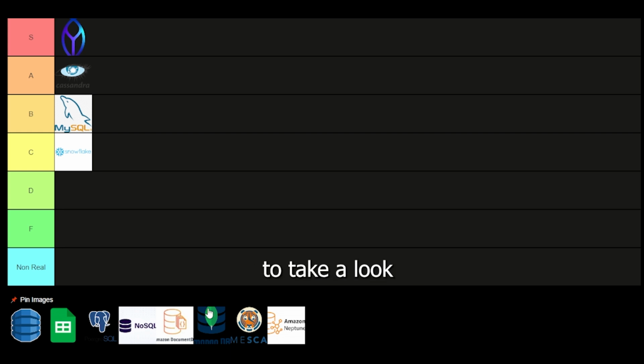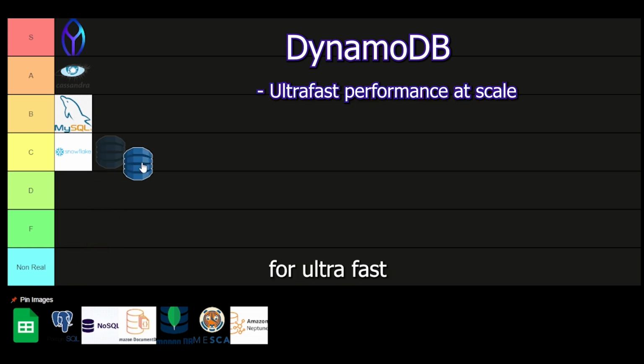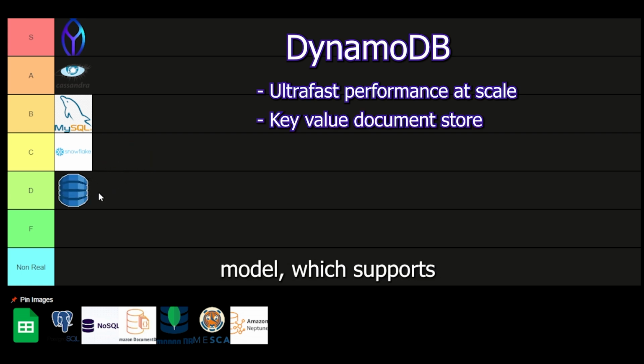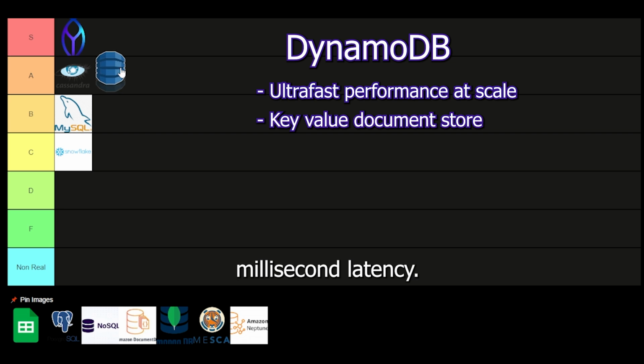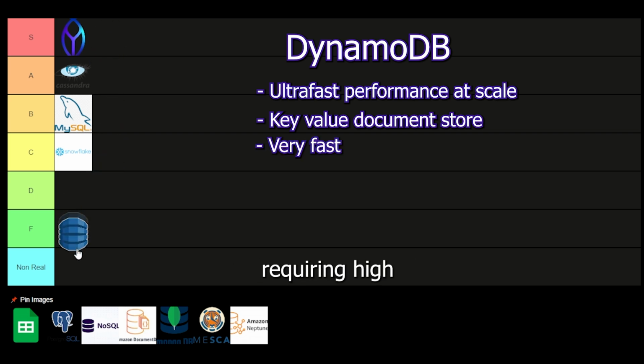All right, so now we're going to take a look at DynamoDB. DynamoDB is a fully managed NoSQL database service by AWS. It's designed for ultra-fast performance at scale. It uses a key value and document data model which supports single-digit millisecond latency. So DynamoDB is perfect for applications requiring high throughput or low latency.